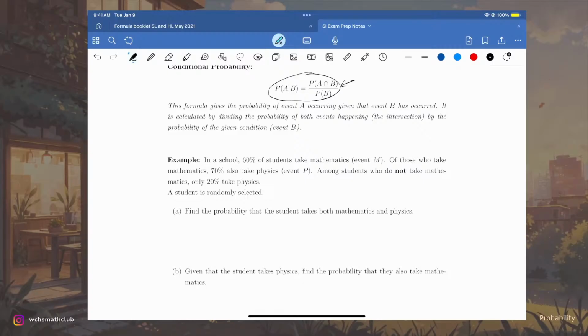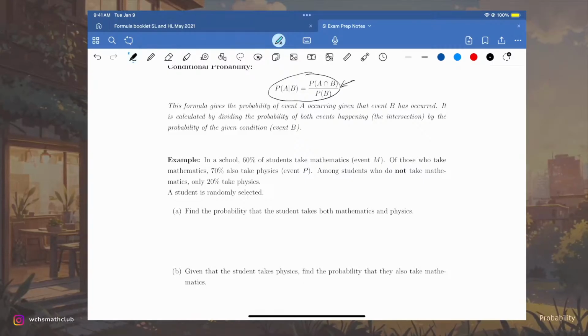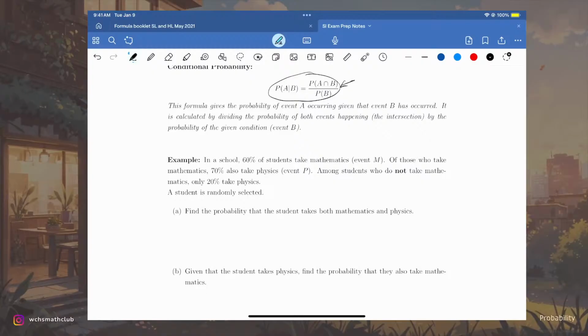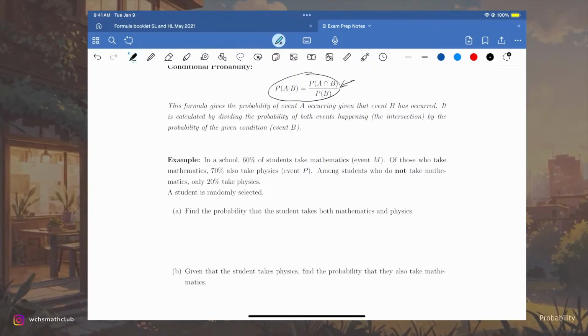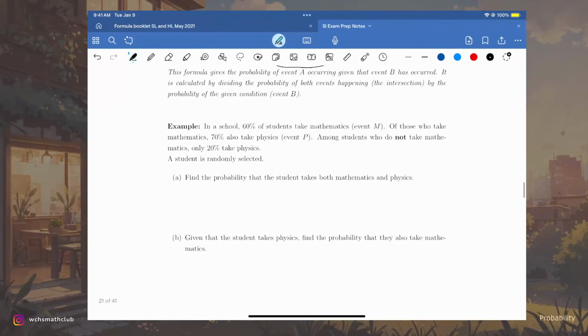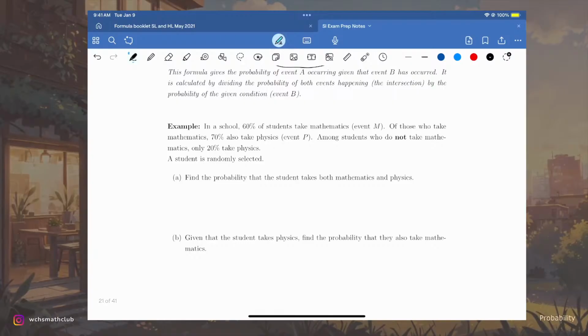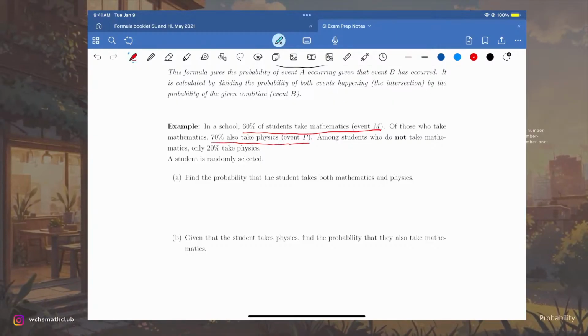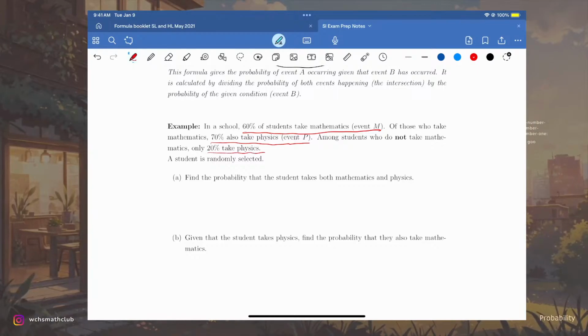Okay, guys, it hasn't been 5 minutes yet, but we are on a time crunch, so I do have to get through this content real quick. If you'd like to keep trying the problem, just keep trying it, but I'll go over the solution right now. So, in a school, 60% of students take mathematics. Of those that take mathematics, 70% also take physics. And among students who do not take mathematics, only 20% take physics.